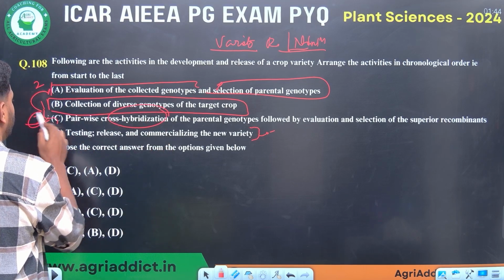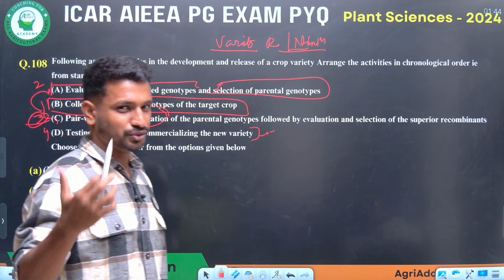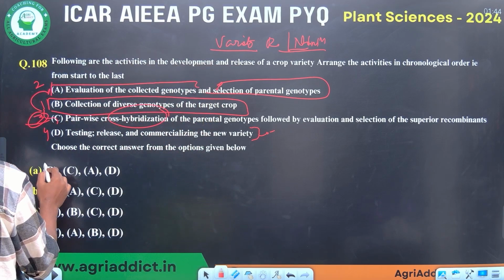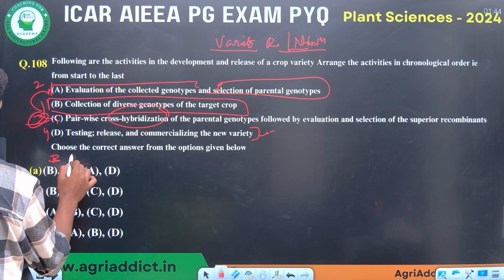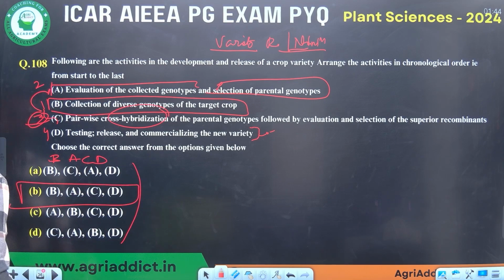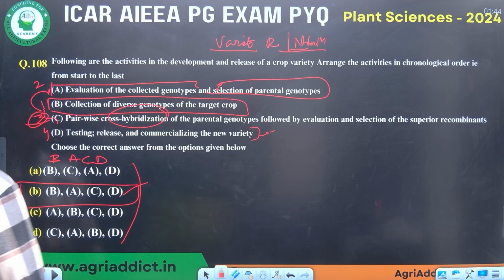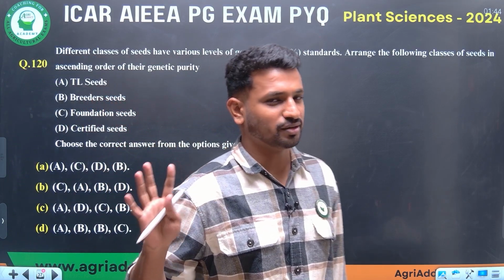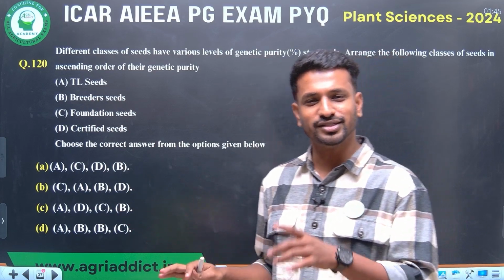Third, and after doing it, we'll directly go for testing. If it suits well, we'll go for releasing and commercializing the variety. So the option is B, A, C, D. It is option B. So this is the answer. These things, even if you study or read from the books or not, just by applying common sense, you will be able to answer it.